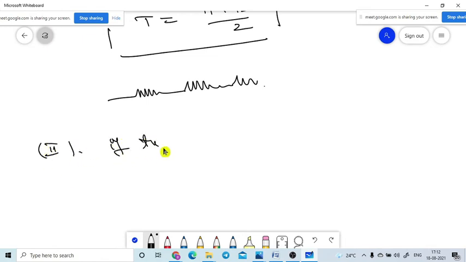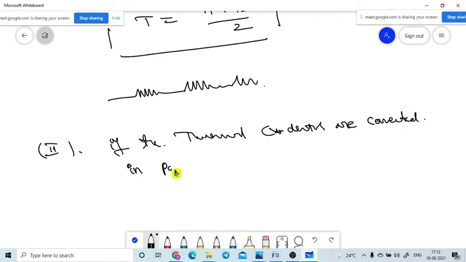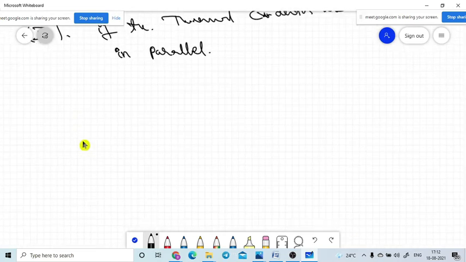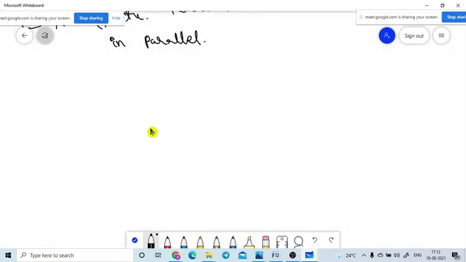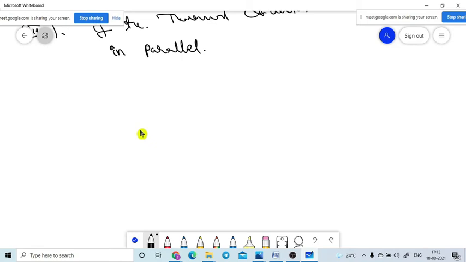If the thermal conductors are connected in parallel manner, that's why we are dealing with this one. The parallel combination will become more complicated, so I will use a very small one. Let's assume here is one side, this is the one side.